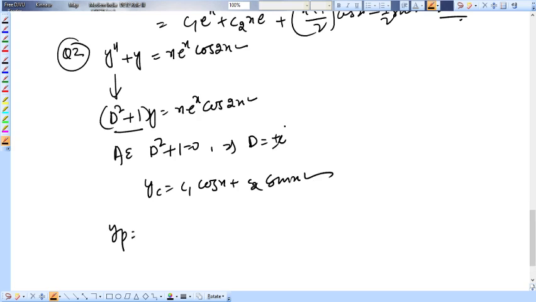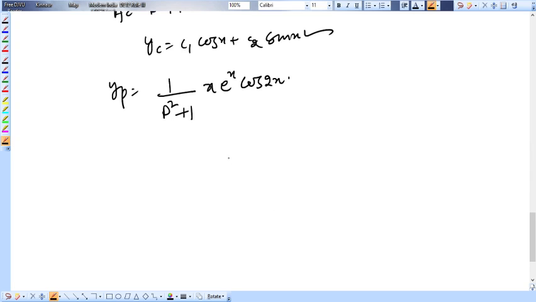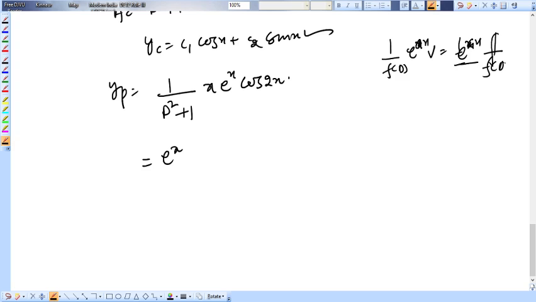Now the particular solution is equal to 1 over (D square plus 1) of x e^x cos 2x. So we will be using rule 4 first. In rule 4 we take out the exponential e^x, because rule 4 says f(D) e^(ax) V equals the exponential function outside, and we replace f(D) by f(D plus a) inside V.